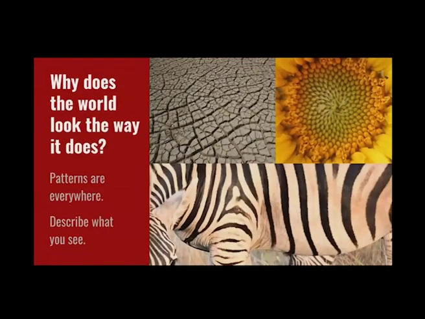Why does the world look the way it does? Patterns are everywhere. Take a look at some of these pictures. This is some dry earth. This is the inside of what looks like a flower, possibly a sunflower. And this looks to me, my big friend Chonky Lou helped me see a similar stripy pattern on him, but this looks like a zebra. So what are the patterns that you're seeing here?